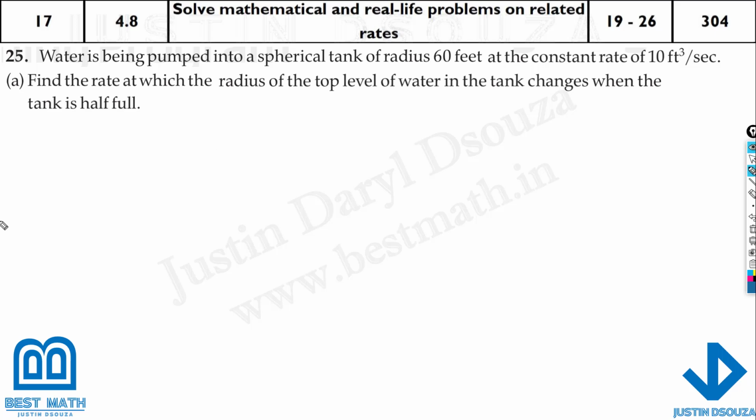Now we have a very interesting problem. Water is being pumped into a spherical tank of radius 60 feet at a constant rate given over here. So radius r is given and constant rate is given, that is dv by dt. Find the rate at which the radius of the top level of water tank changes when the tank is half full.